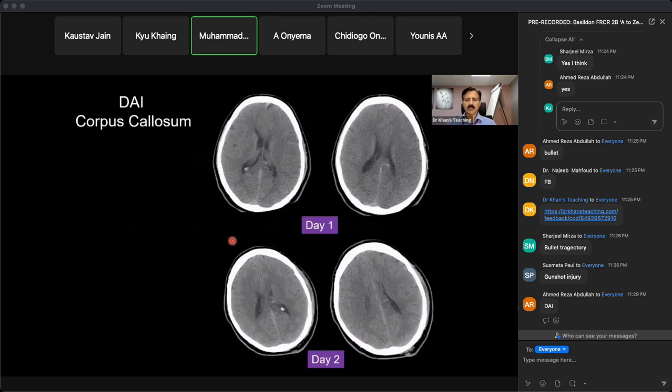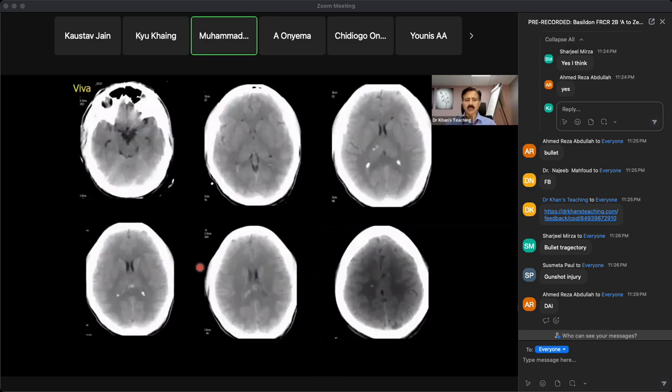This is a diffuse axonal injury, which is involving the corpus callosum. If you see here, corpus callosum. And this is a type of viva case, but I don't have time to show you in viva format right now. Another case of diffuse axonal injury, candidate 7. Anatomy-wise, where is this injury? This injury. So splenium of the corpus callosum.